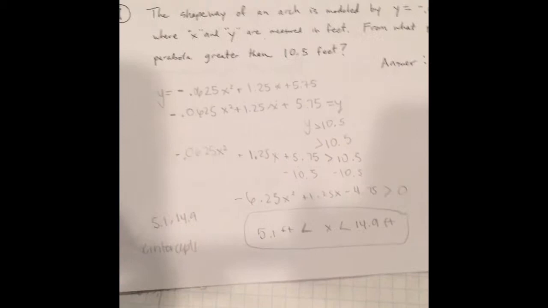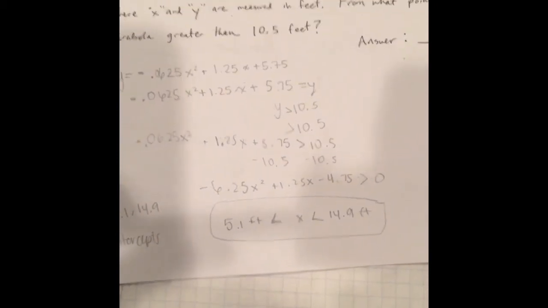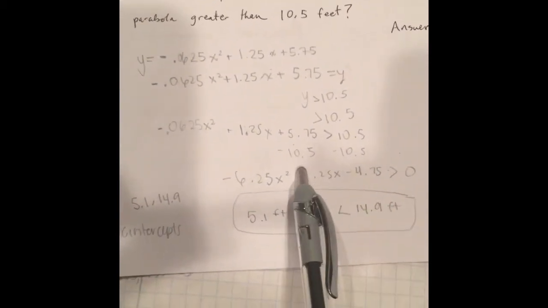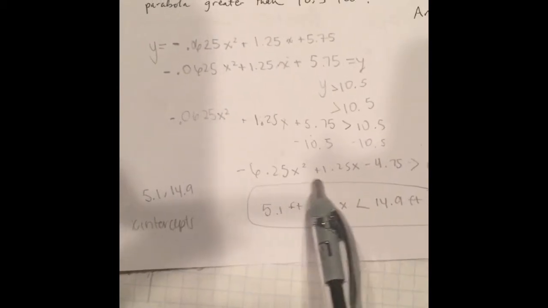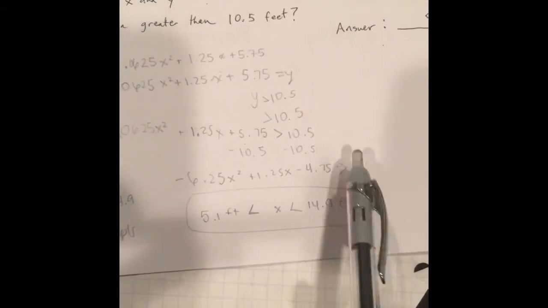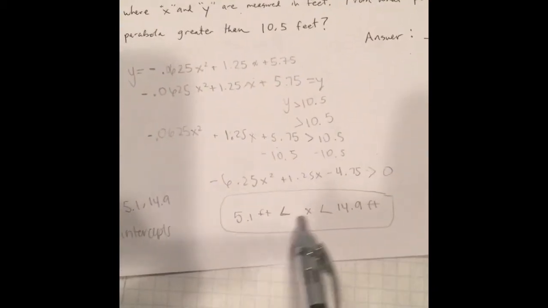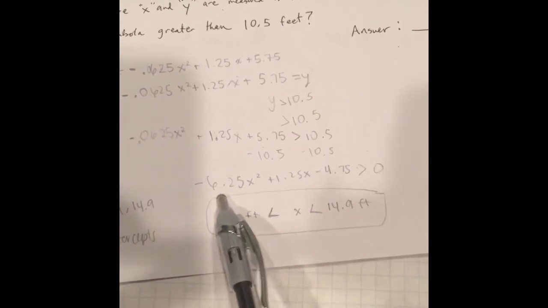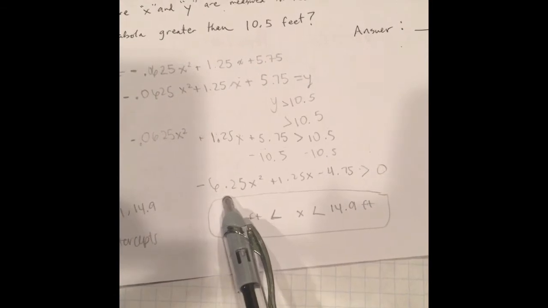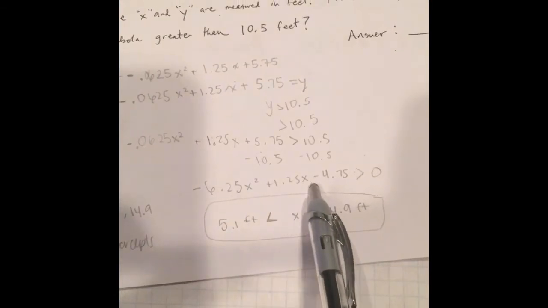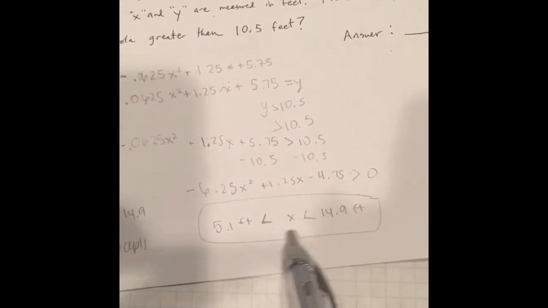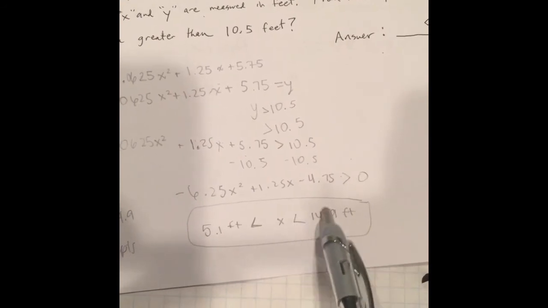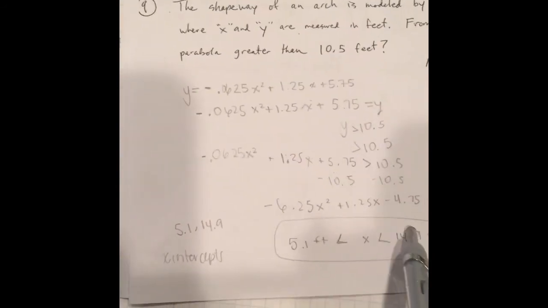So what I get is negative 6.25x squared plus 1.25x, and then minus negative 4.75 is less than 0. And then once you solve that, you get 5.1 feet is less than 14.9 feet. So those are the x-intercepts.